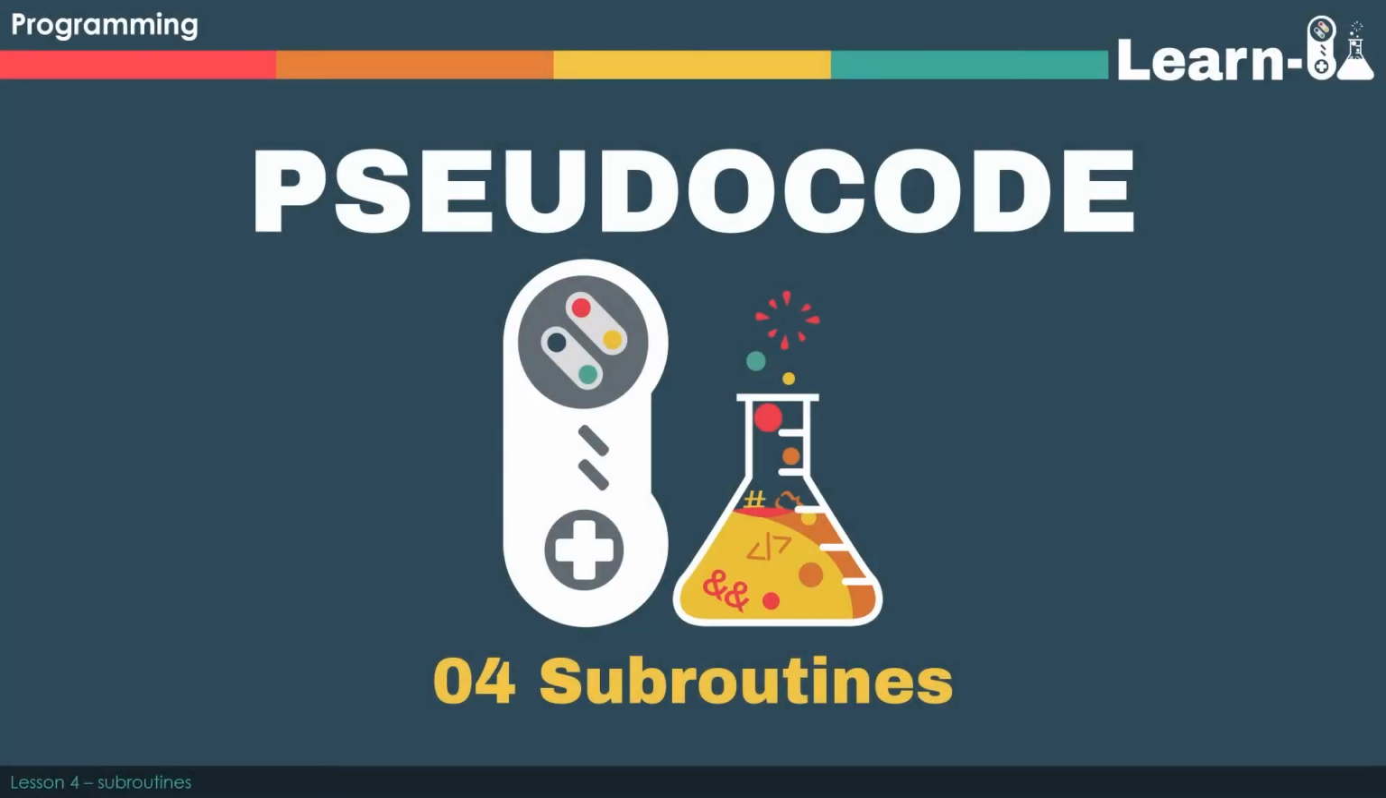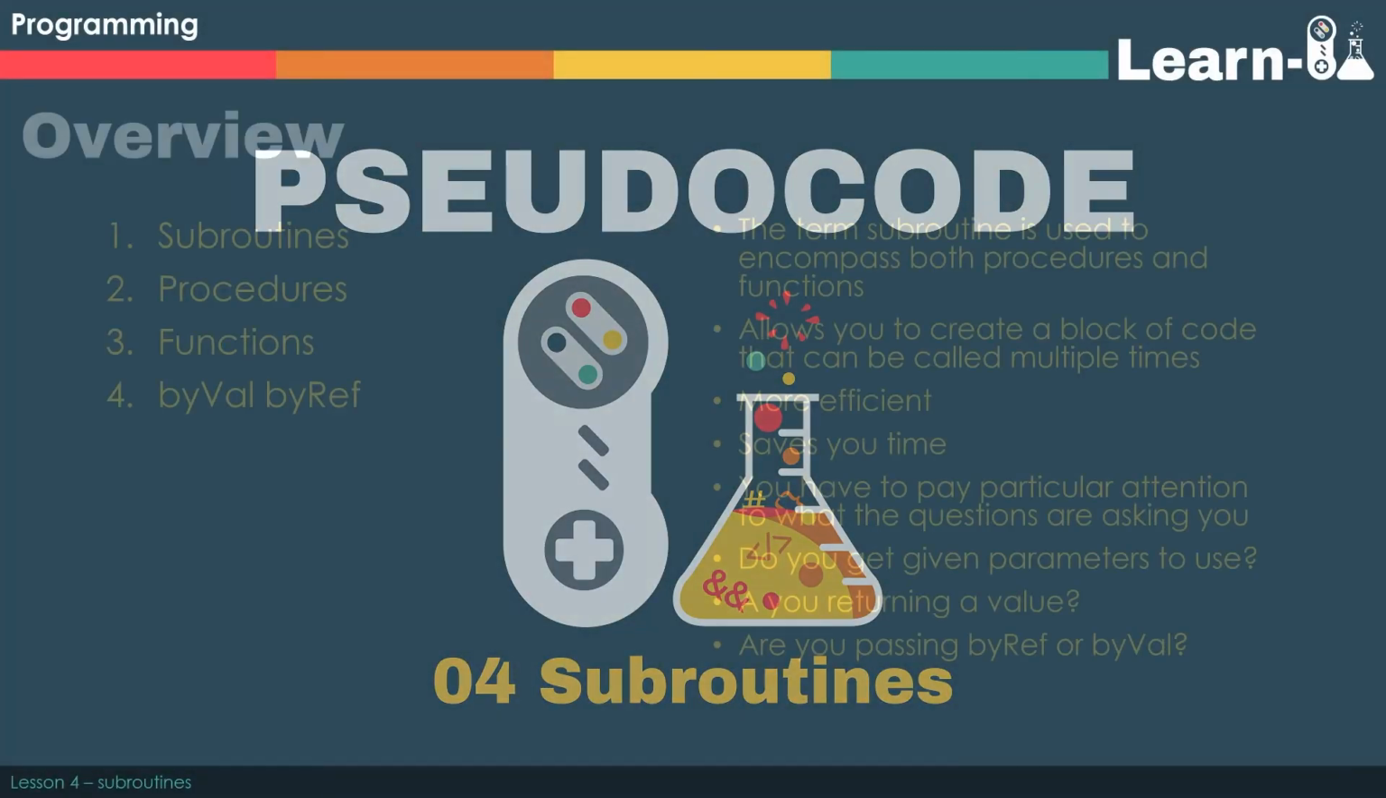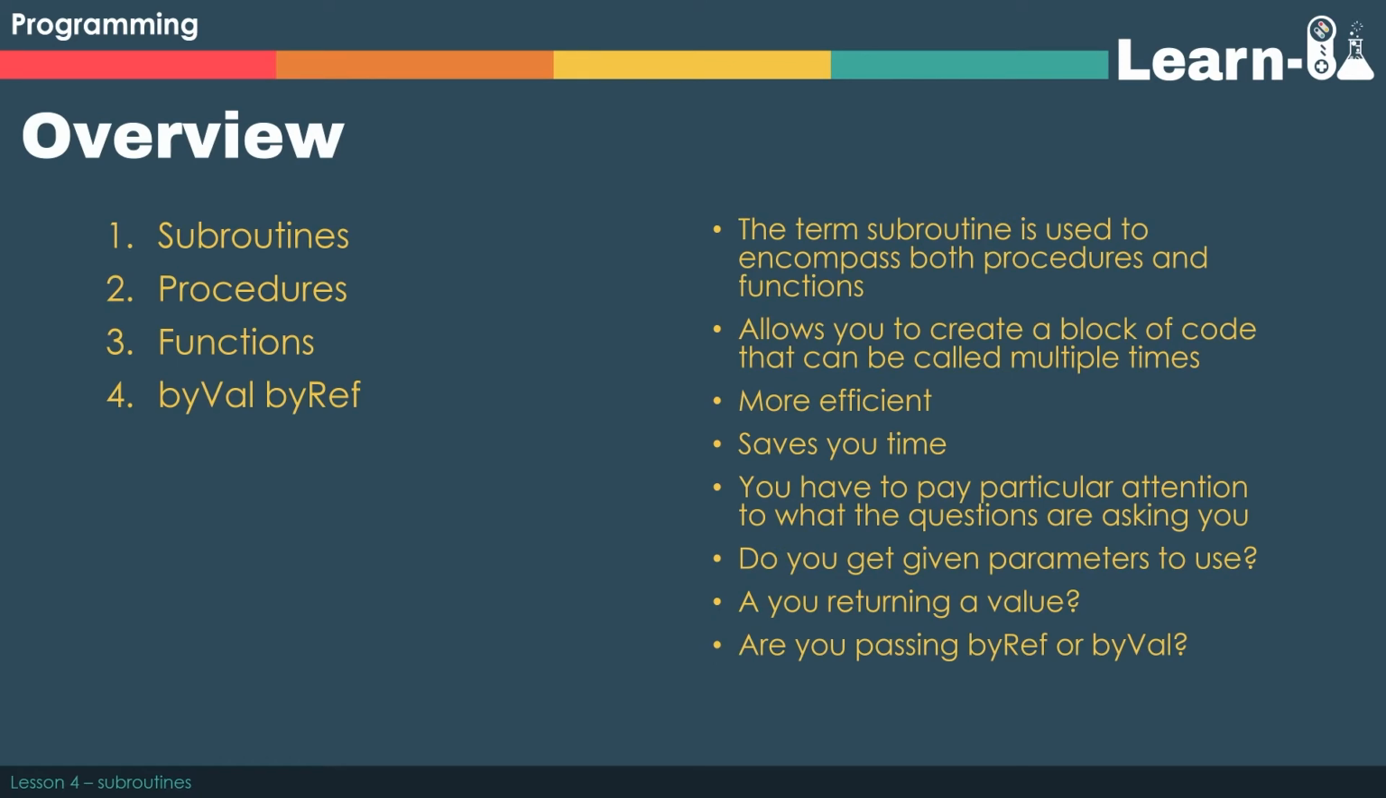Welcome to video 4 on subroutines. A subroutine is a term that's used to encompass both procedures and functions. They allow you to create a block of code and you can call that block of code multiple times. This makes your programs more efficient and saves you lots of time.